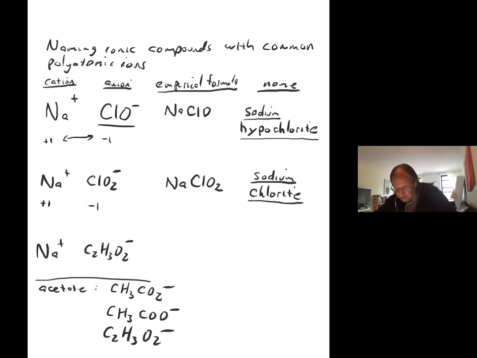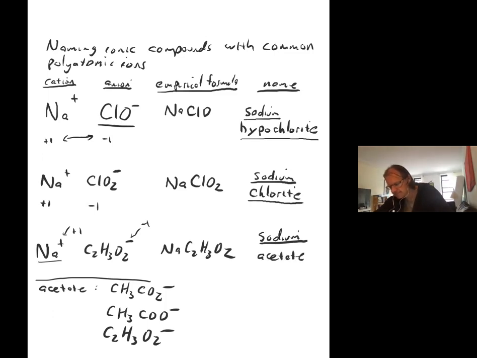Okay, so let's take a look here. We've got the Na, so we name the metal, sodium. Oh, I'm sorry, we're going to do the empirical formula first. First, you look at the charges. This one's +1, this one's -1. If they're equal, you just write them out. Na, C2H3O2. Okay. Name the metal, sodium. Name the polyatomic ion, acetate. Okay, sodium acetate.